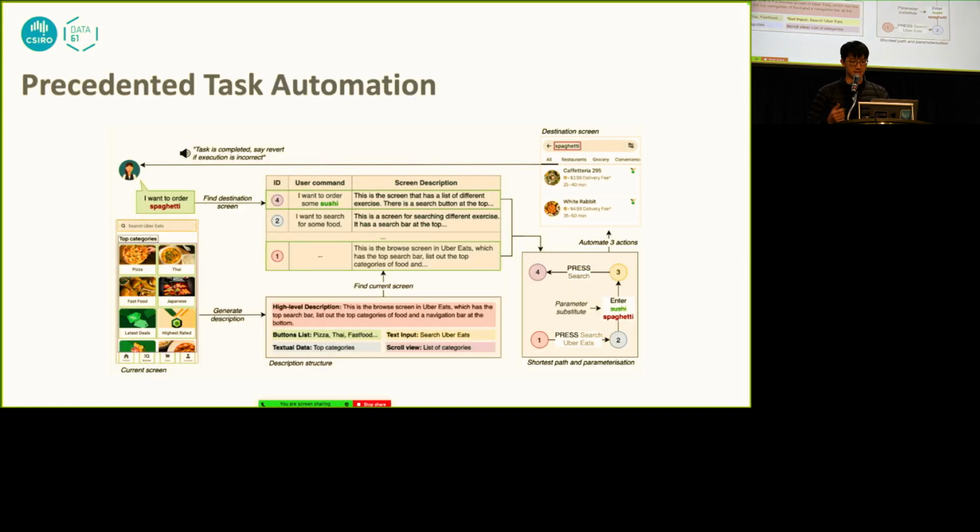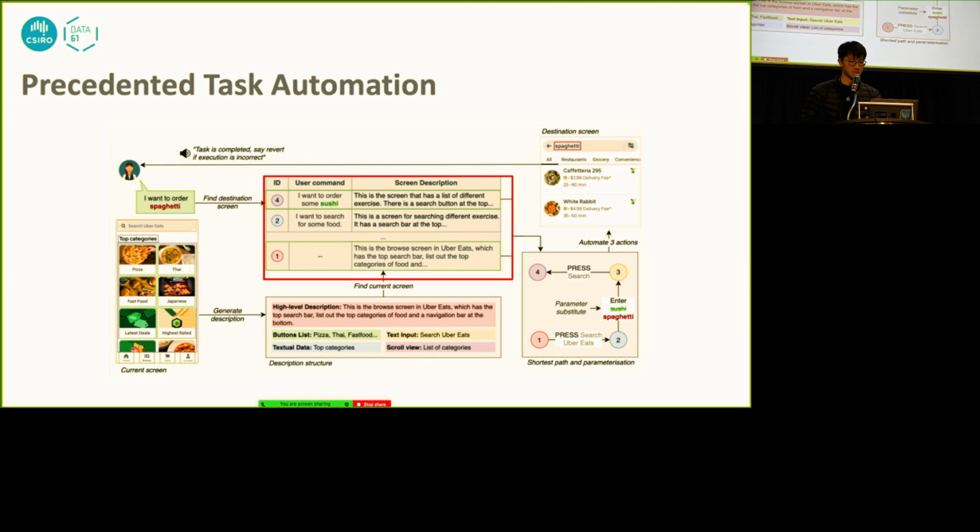For tasks that the user has previously executed, the authors call these precedented tasks. GPTVoiceTasker incorporates this previously seen data using dynamic pathfinding. We can walk through an example where a user wants to order spaghetti through Uber Eats. The system first understands what the current screen is, and it generates a description of the current screen elements and also text. In this case, it would contain things like pizza and Thai.